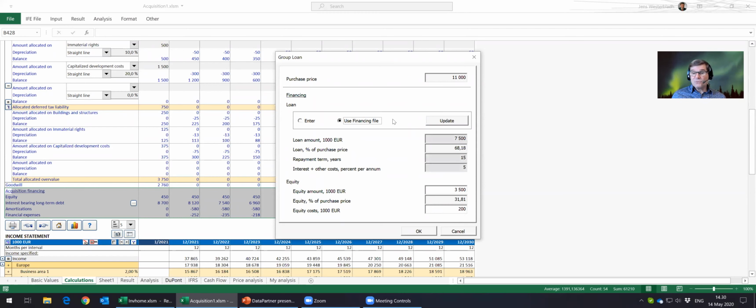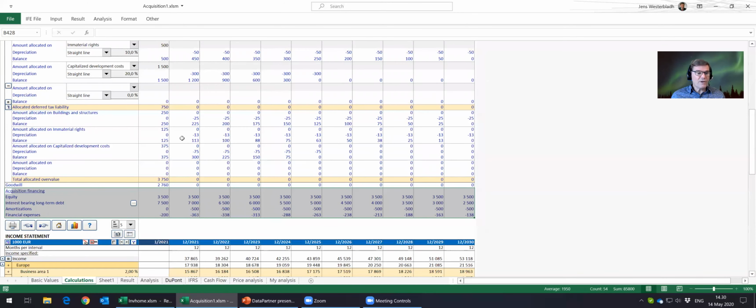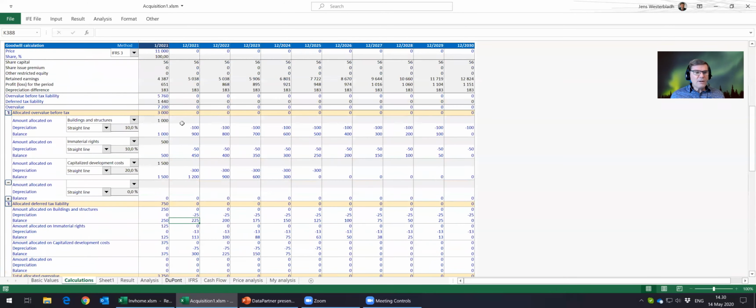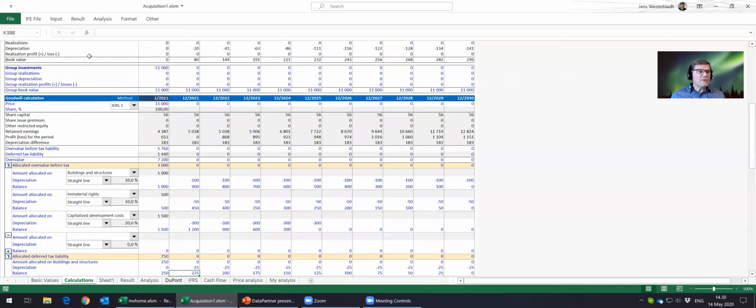Or I can choose to use the financing module to calculate exactly the loan syndicate with all details, and then just press update here. But this is the simplified version. Okay, now we have also the financing. Oh, I'm running out of time. Now let's go fast forward.